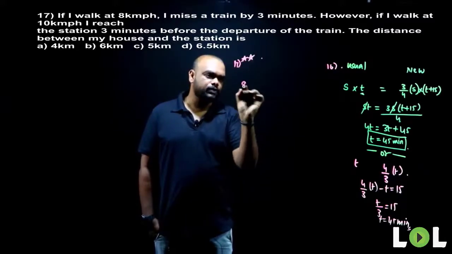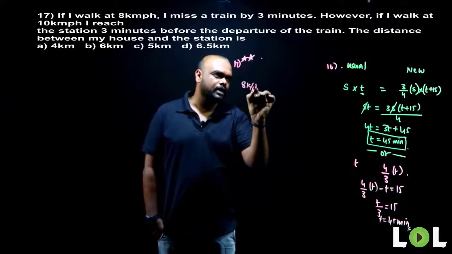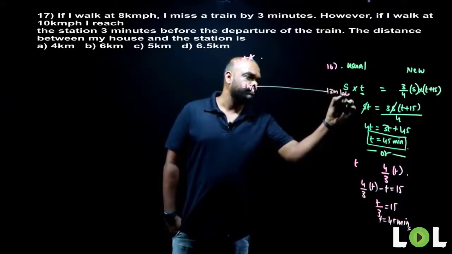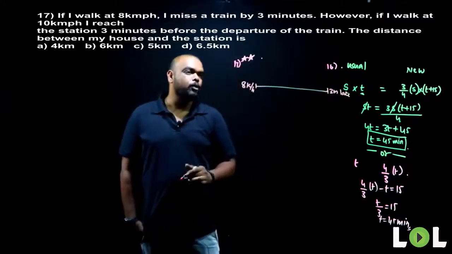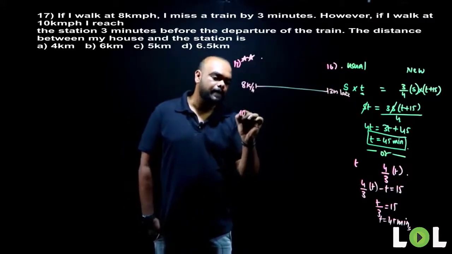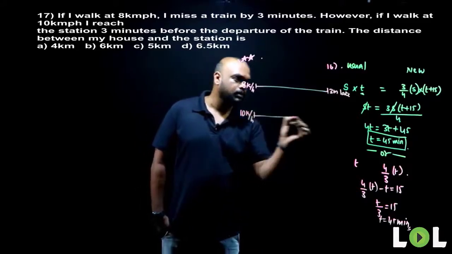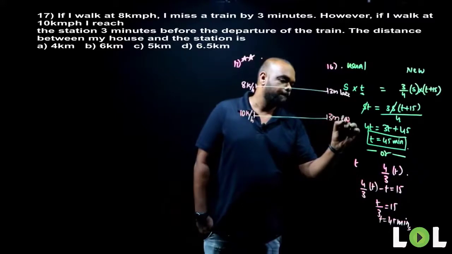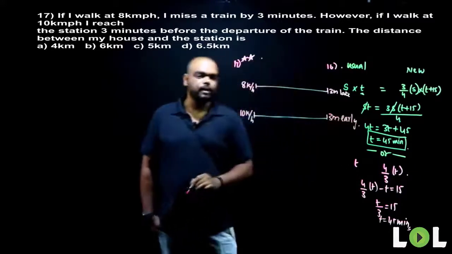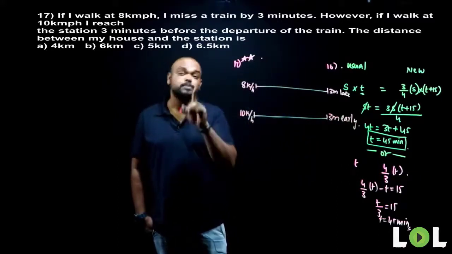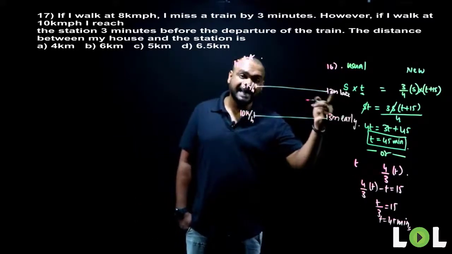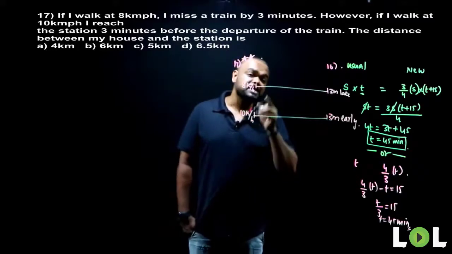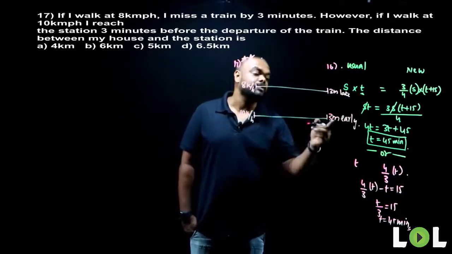So let me represent it first. When I travel at 8 km per hour, I'm 3 minutes late. Suppose I travel at 10 km per hour, I'll reach 3 minutes early. What is happening here? When I travel at 8 km per hour, I'll miss my train by 3 minutes. It means I'm late by 3 minutes. But if I travel at 10 km per hour, I'm 3 minutes before the departure of the train. It means I'm 3 minutes early.